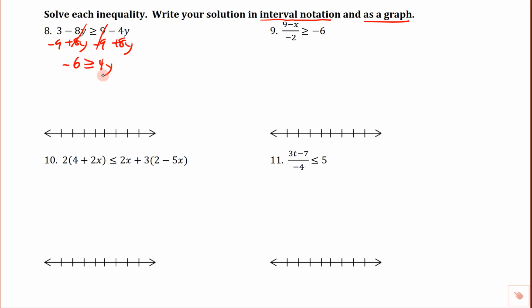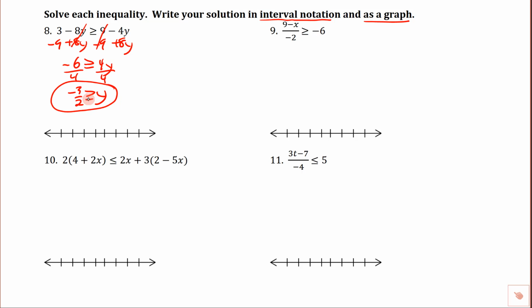So we've got a 4y on this side, and then we're going to divide both sides by 4. So here's what we get. Negative 3/2 is greater than or equal to y, and here's how we'd read this. y is less than or equal to negative 3/2.